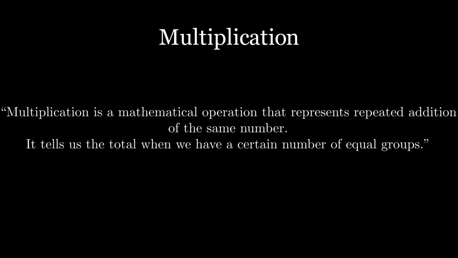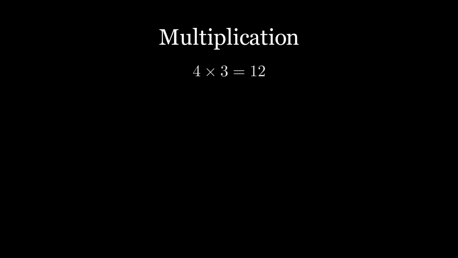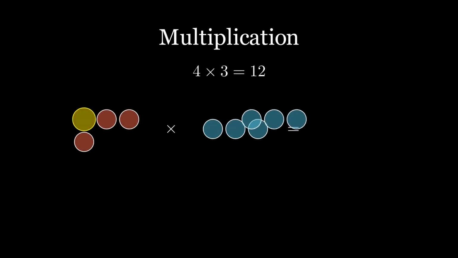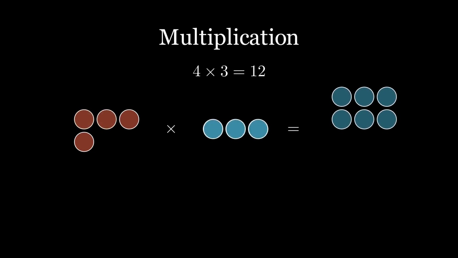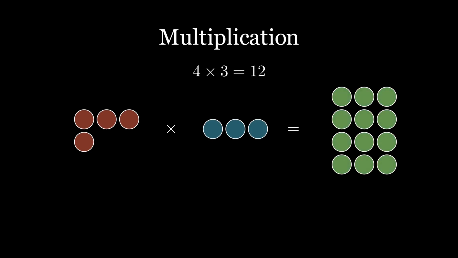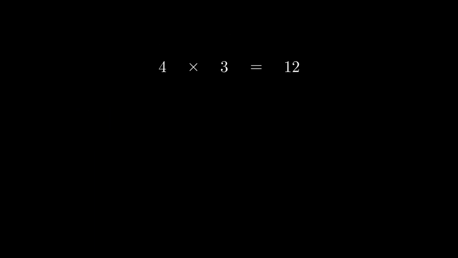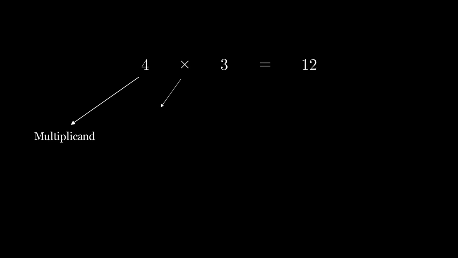Multiplication is a quick way to add the same number repeatedly. For example, 4 times 3 equals 12. That's like having 4 groups of 3 circles. Every multiplication has a multiplicand, a multiplier, and the product.